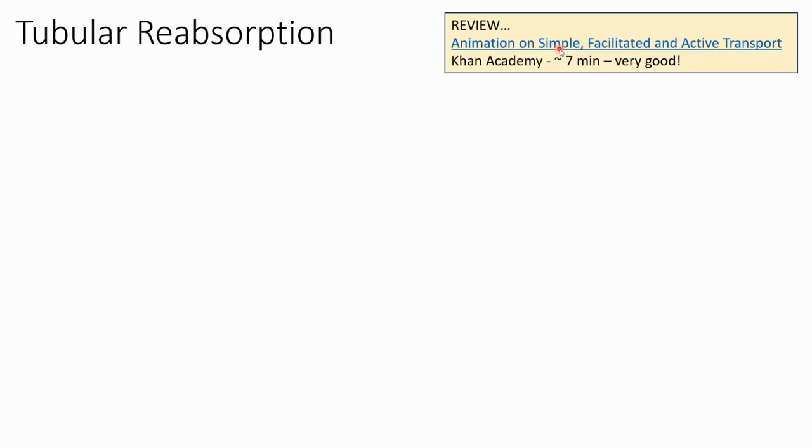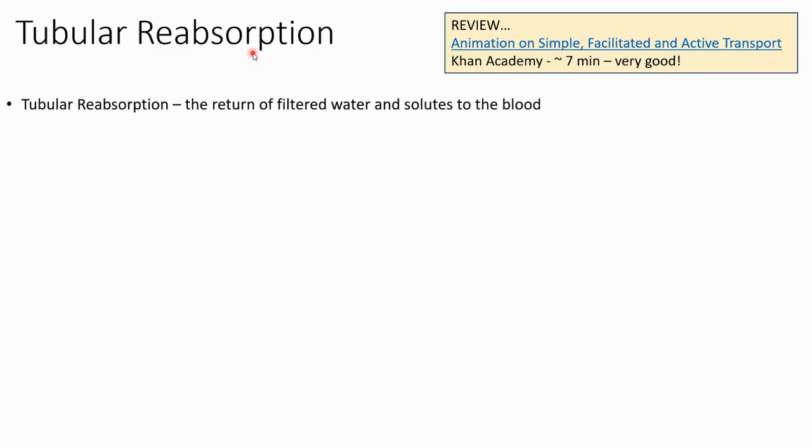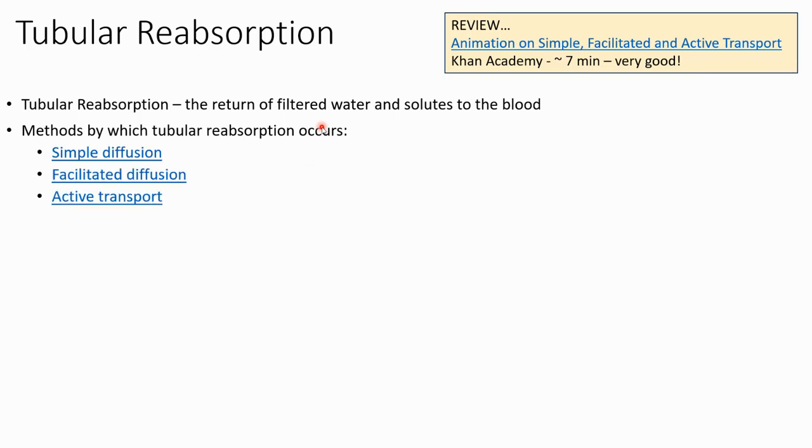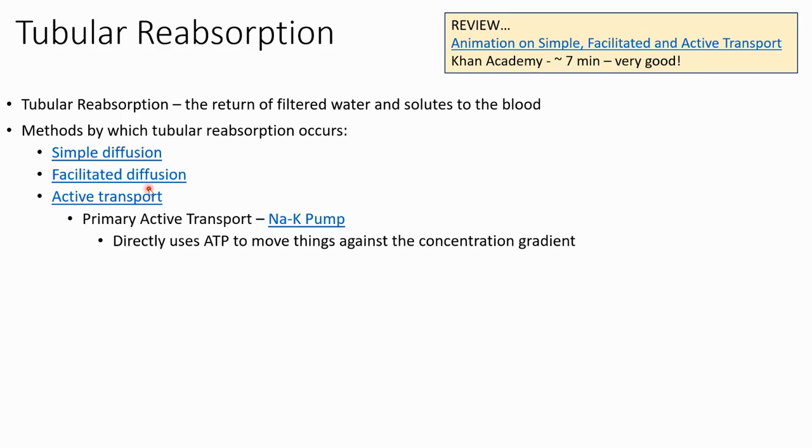So in order to move things from the nephron into the blood, return it back to the blood, it's going to rely on these three processes: simple, facilitated, and active transport. If you've forgotten, Khan Academy has an awesome review on those three processes. So tubular reabsorption is the return of that filtered water, the water that came through the filtrate, and solutes, back to the blood. Methods by which this occurs: again, simple diffusion, facilitated diffusion, and active transport. And these are hyperlinked within the PowerPoint, so I will let you take a look at that on your own if you need to review those.